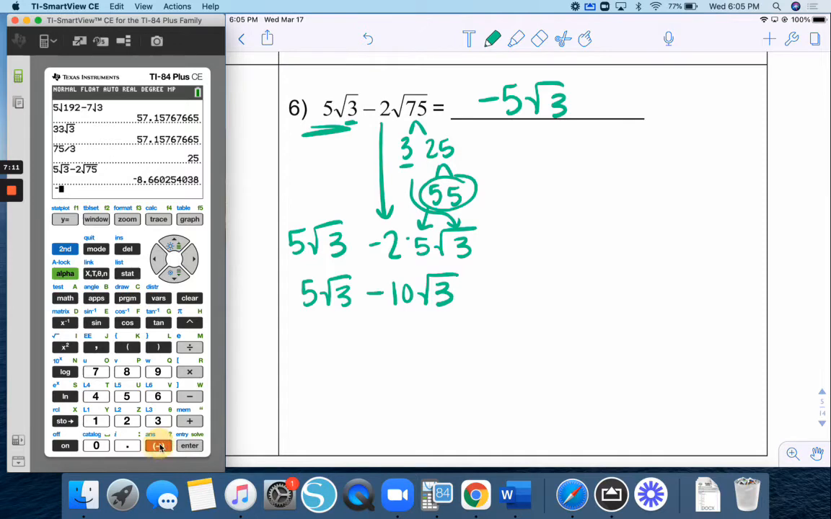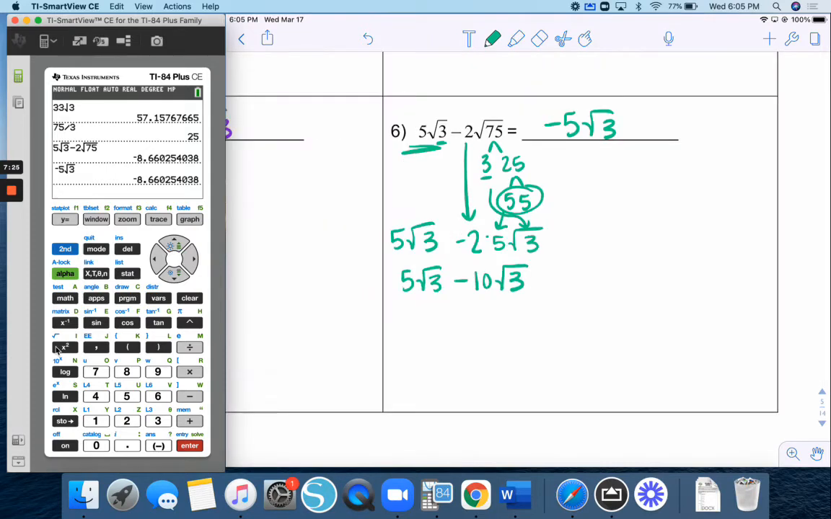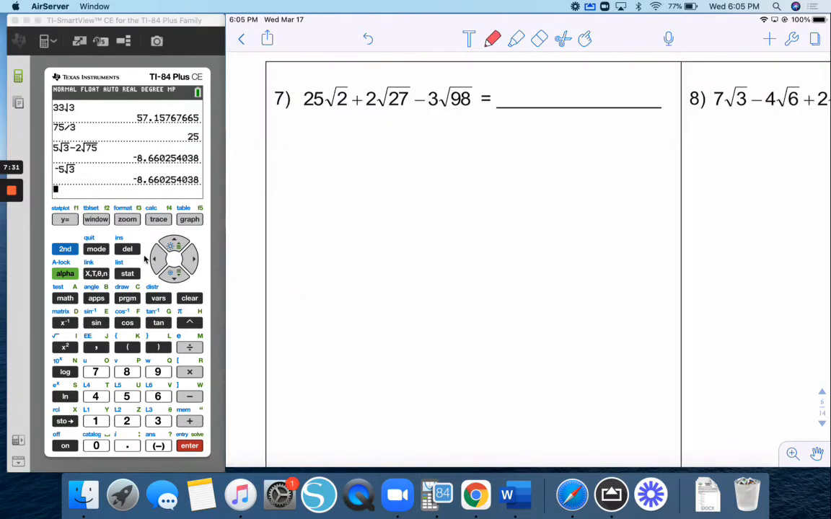So here's what I started with. Here's what I've ended with. Same ugly decimals. Okay. And then 2 more on the back. So problems 7 and 8 are going to be ones that we have to simplify a little bit more. So just make sure you're keeping your work organized.